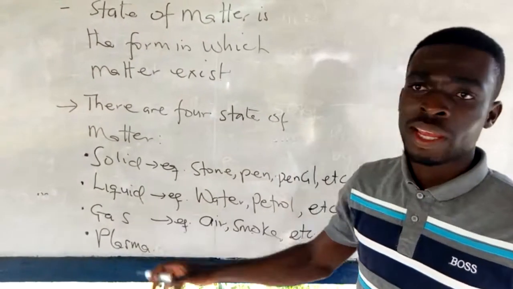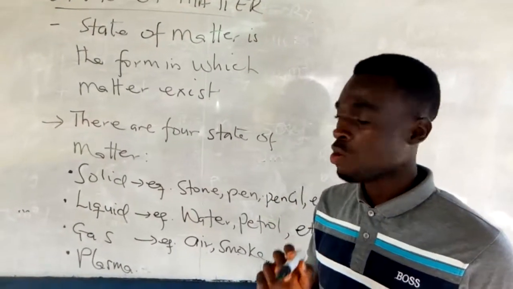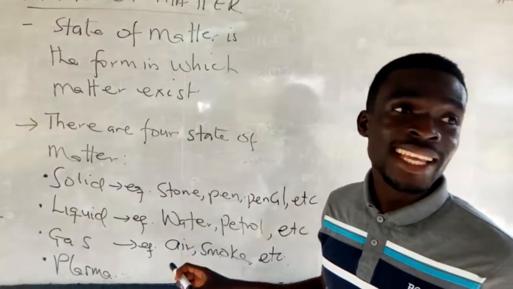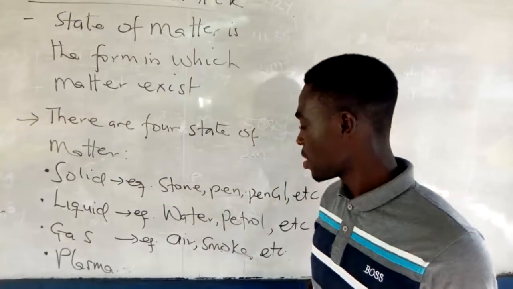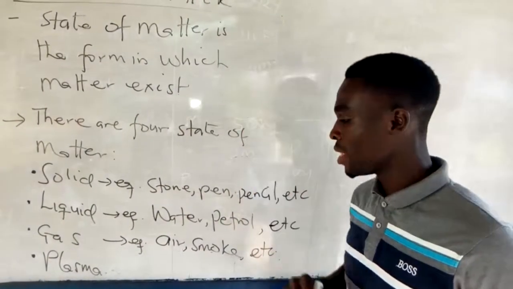Come to gas. Gas is a substance that has no fixed shape and volume. Common examples of gas in our environment is air. So that air is a mixture of gases. You have smoke, you have hydrogen gas, and so many things.